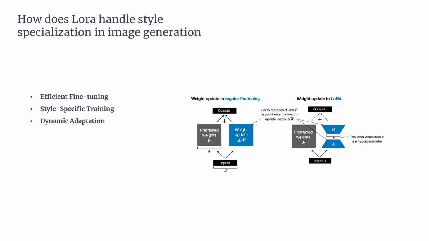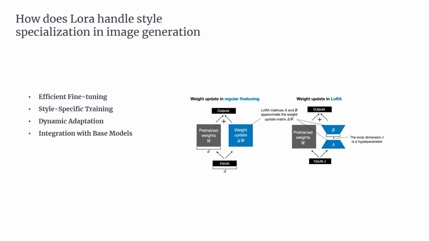The fourth, integration with base models. LoRA can work alongside base models like Stable Diffusion. LoRA acts as an add-on or adapter, which can be easily integrated into the main model. This setup allows users to apply specific styles to a wide variety of subjects, even those not originally part of the base model's training data.